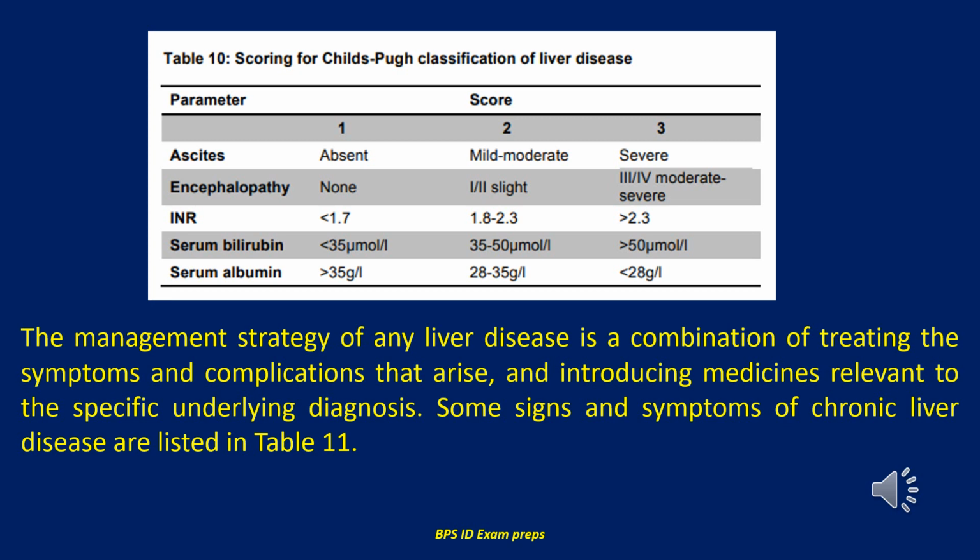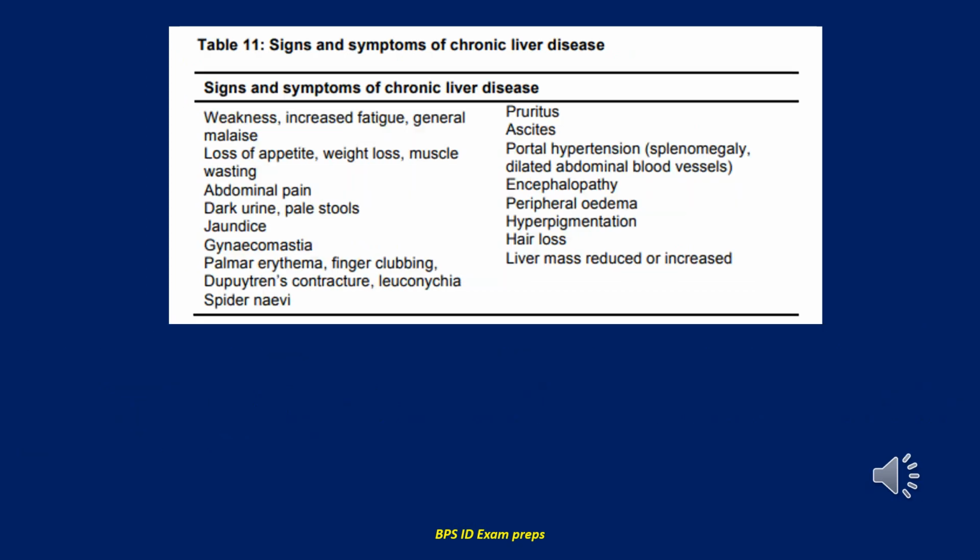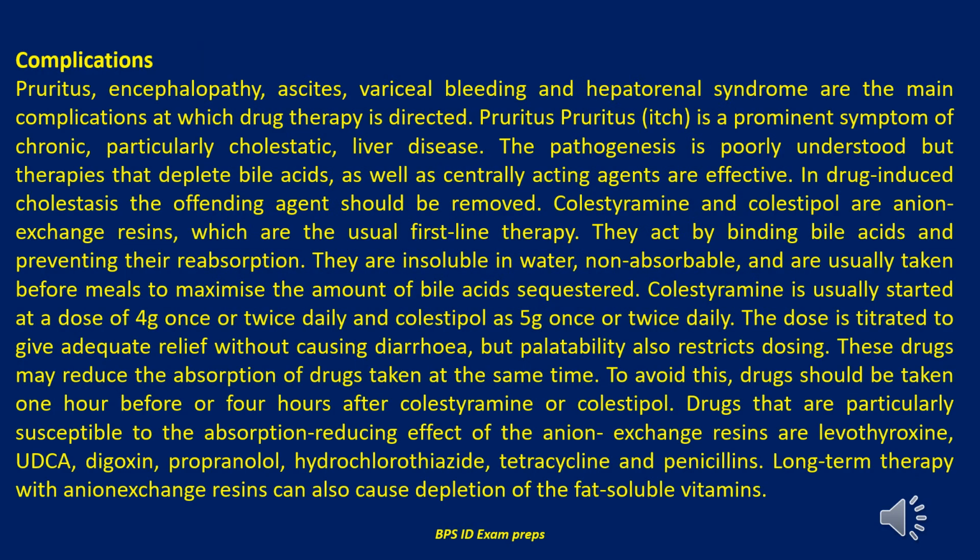The management strategy of any liver disease is a combination of treating the symptoms and complications that arise, and introducing medicines relevant to the specific underlying diagnosis. Some signs and symptoms of chronic liver disease are listed in Table 11. Pause the video and carefully scrutinize Table 11, which summarizes signs and symptoms of chronic liver disease before advancing to the next slide. Next we will discuss its complications.